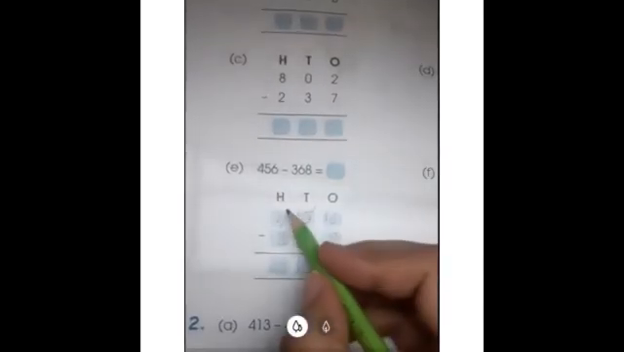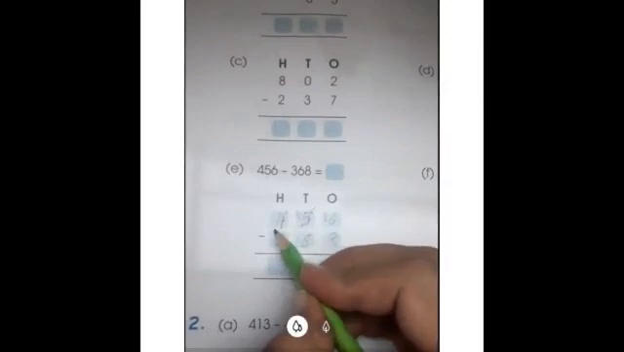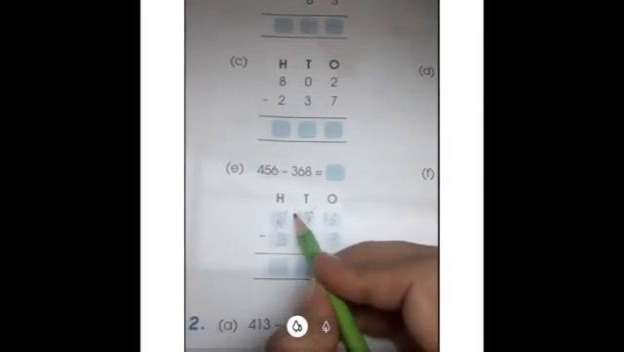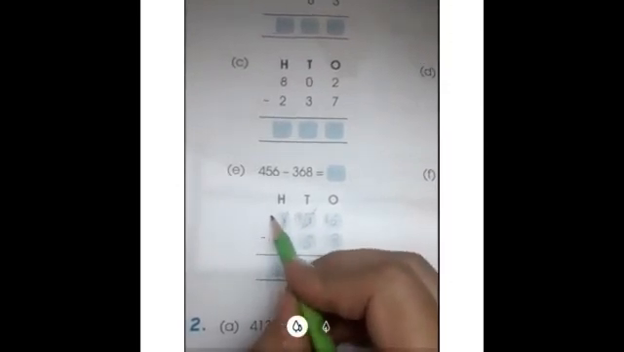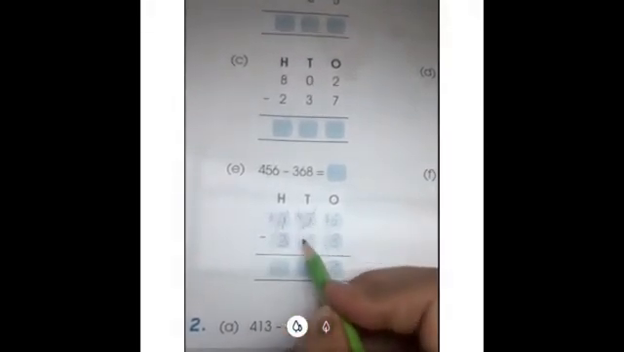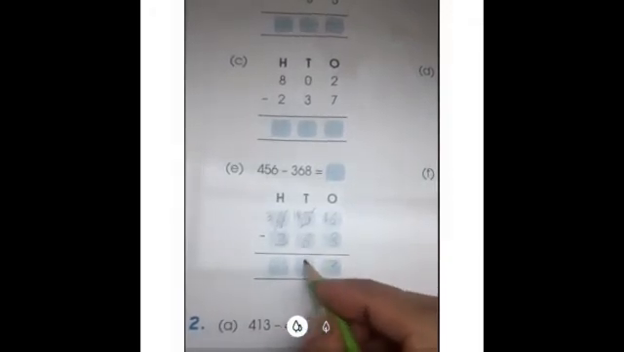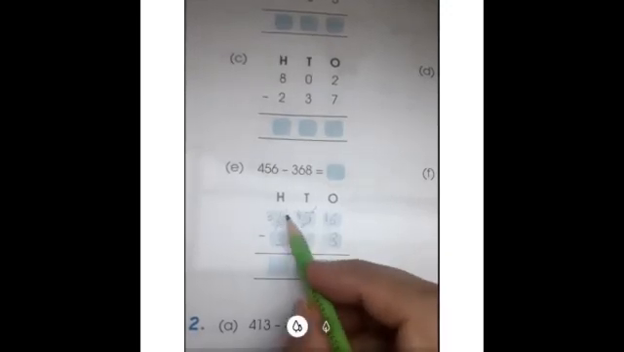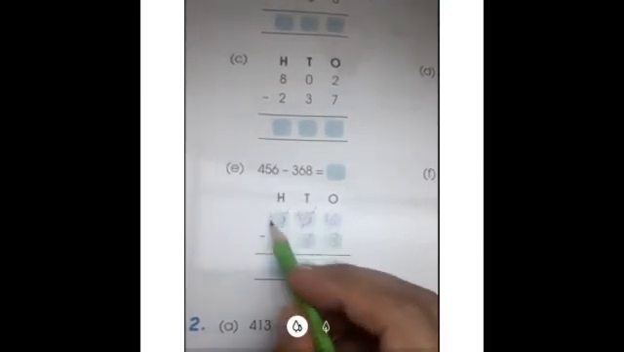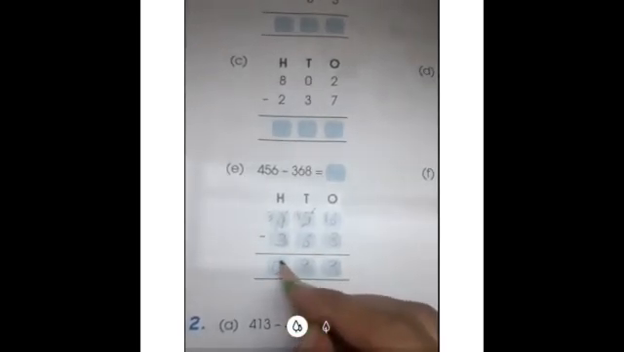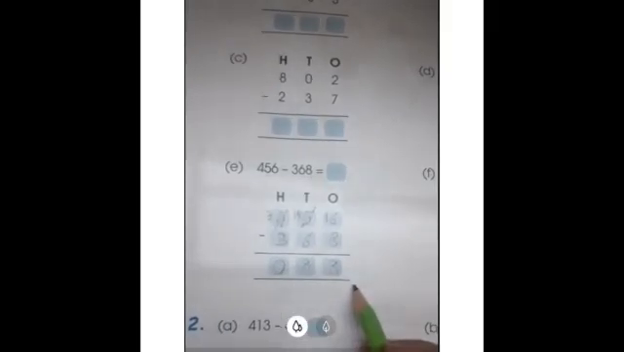Now you cut it to take carry 1 and you will attach 1 with this number. It becomes 14 and it becomes 3. Now you will subtract both numbers. 14 take away 6 is 8. Now move to the third column, that is hundreds. Now subtract both numbers. 3 take away 3 is 0. Okay, and this is your answer.